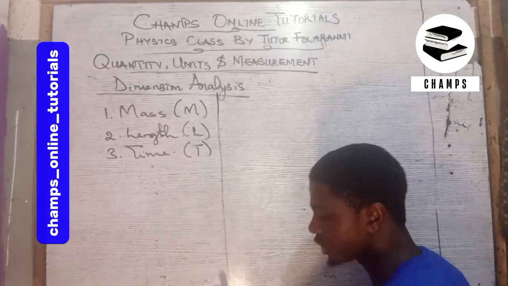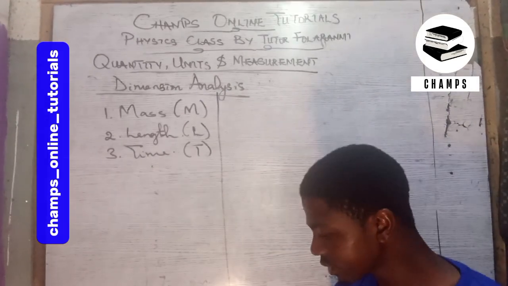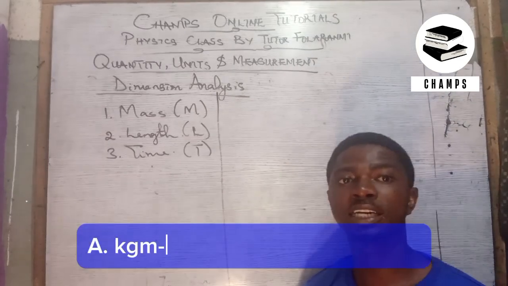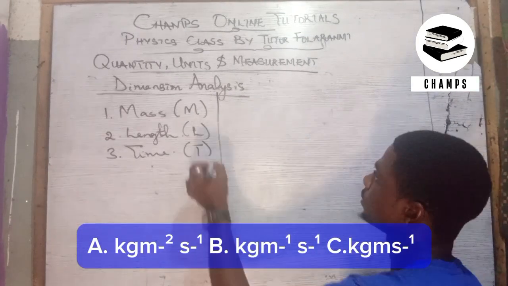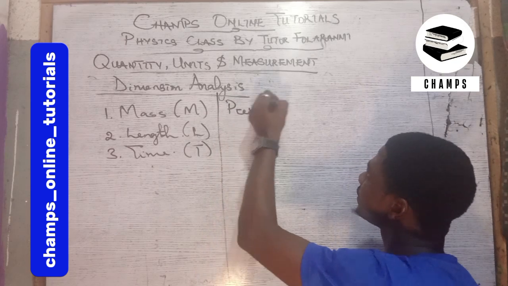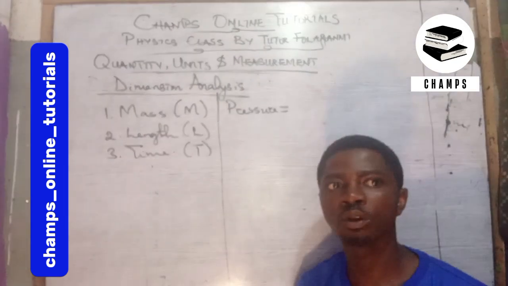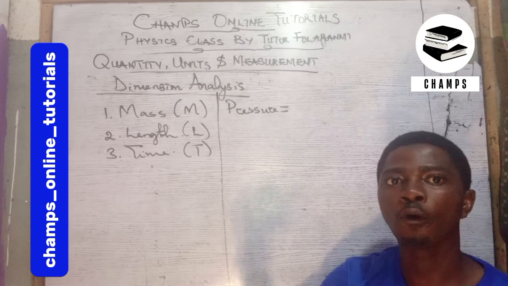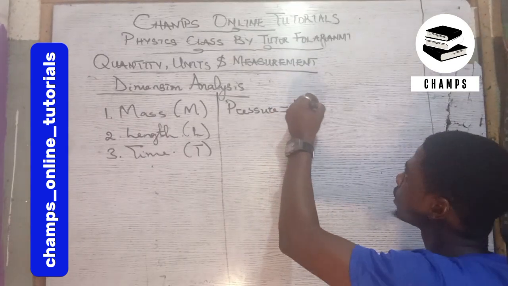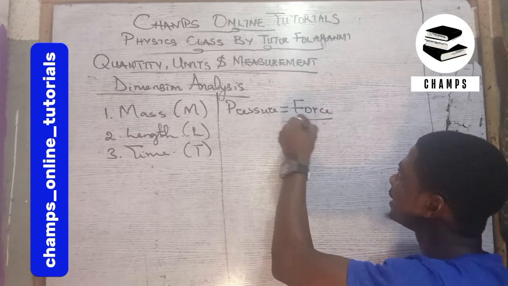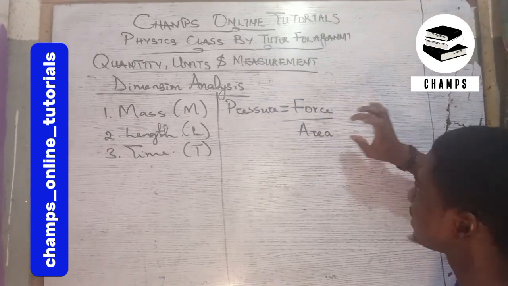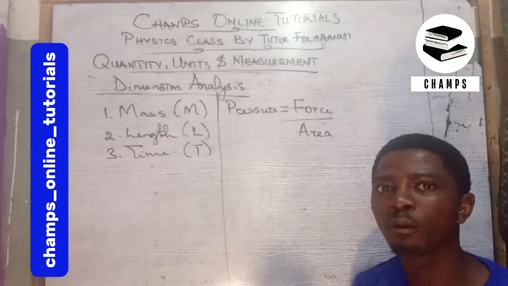Now let's take our first question. The first question states that the derived unit of pressure can be expressed as. Now, what is the definition of pressure? Pressure is the force per unit area, right? So pressure will be force over the area. Now we have to simplify this force and this area into their lowest form.